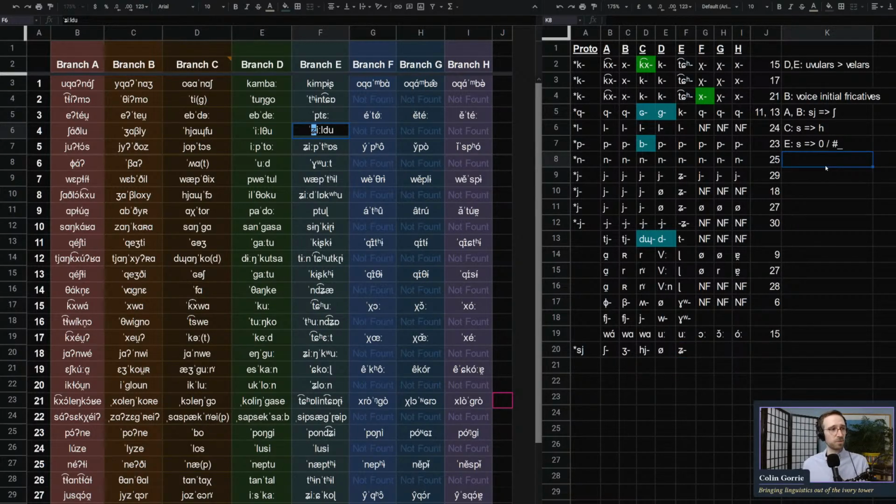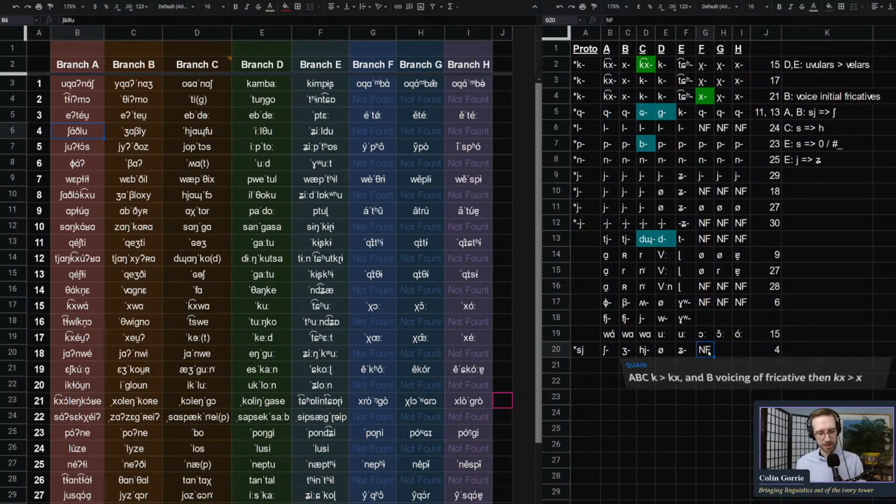Now we just have to see if it works with anything else. Let's find some potential counter evidence for this. Oh yeah, this is based on 4, for which we have a bunch of not founds.